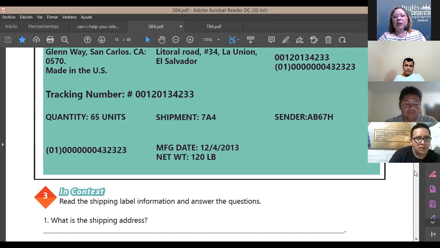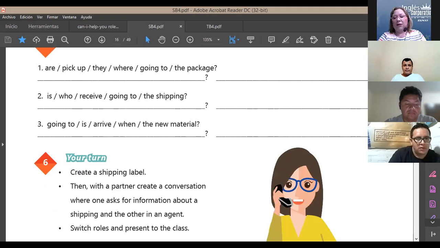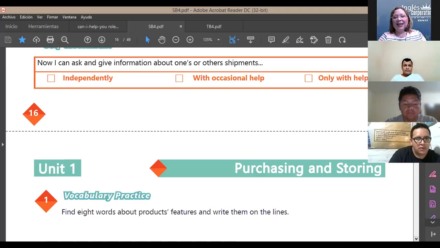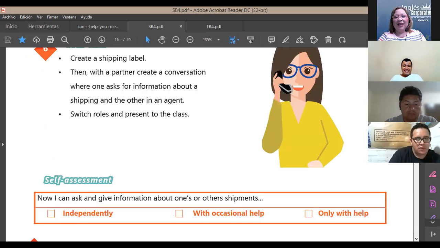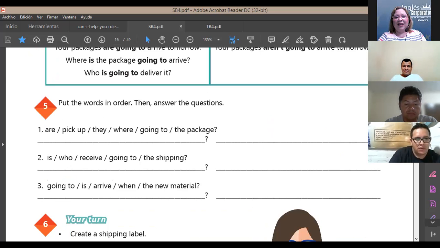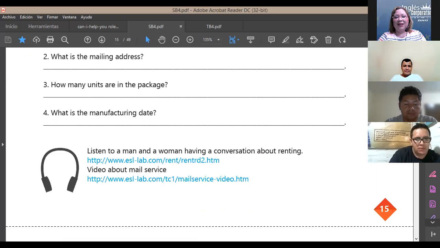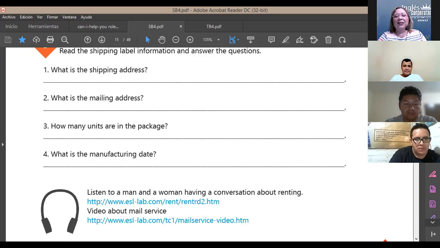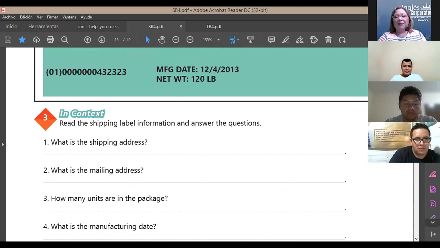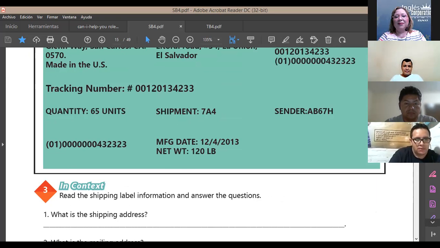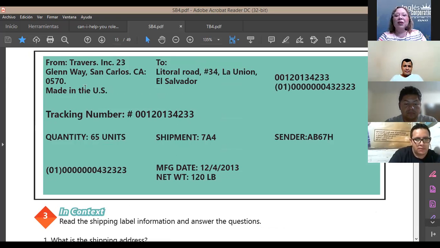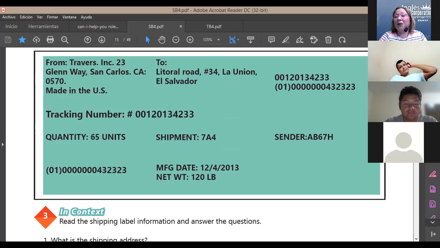What's the shipping address? Here it is. What is the shipping address? Decíamos que hay dos direcciones, ¿sí? ¿Cuál de las dos sería la shipping address? Esto sería el punto de llegada del material, ¿verdad?